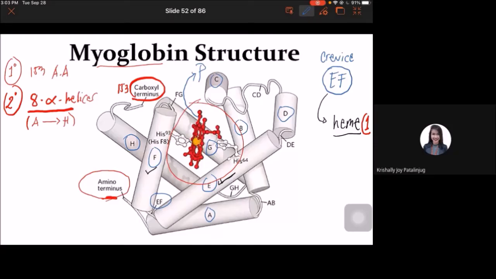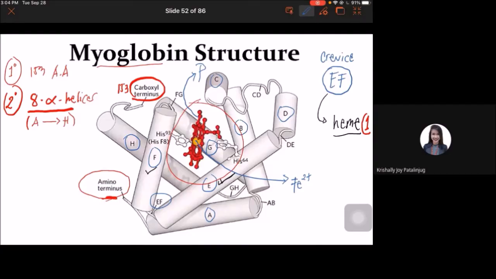Protoporphyrin ring. Yung kulay, anong kulay yan? Orange, yellow, basta yung nasa gitna. Okay, yung nasa gitna, that is the ferrous. 'Di ba? Yan yung consisting parts ng isang heme. So yung crevice in between E and F alpha helix, okay? Sa structure ng myoglobin, doon po makikita yung heme.